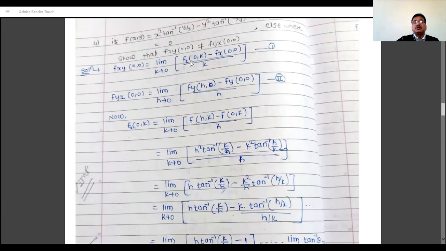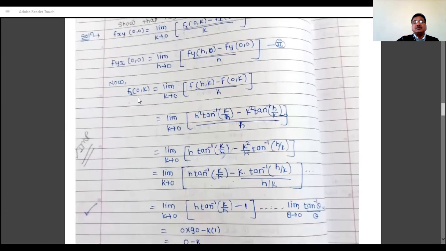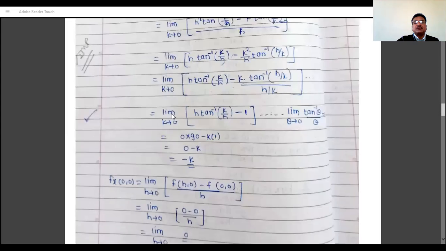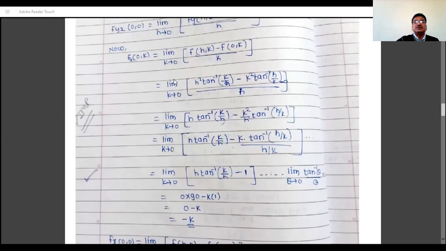First fx(0,k). Derivative with respect to x means limit h tends to 0. This is not fx(0,k). Fx(0,k) means limit h tends to 0. This is wrong. Fx(0,k) is what? Limit h tends to 0.